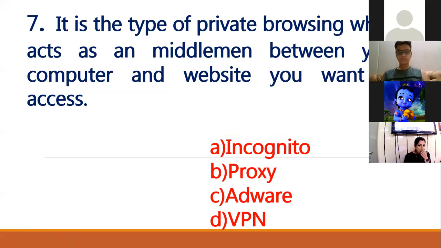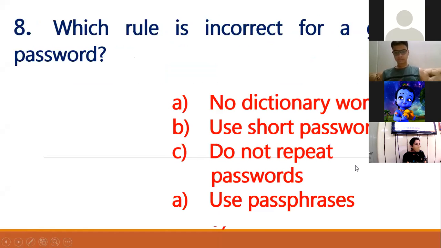it is a type of private browsing which acts as a middleman between your computer and the website you want to access. So the correct answer is proxy. The options were incognito, proxy, adware, and VPN. So proxy acts as a middleman between the system and the website you are browsing.